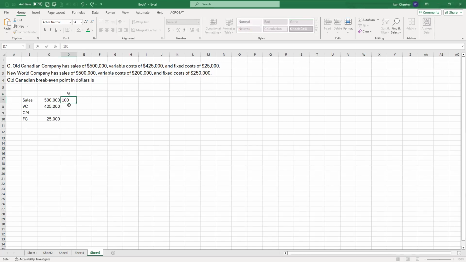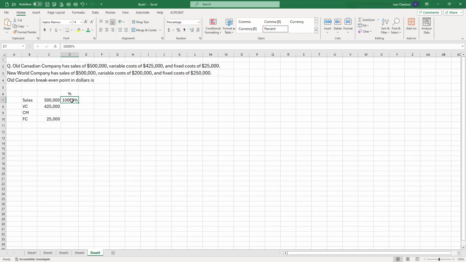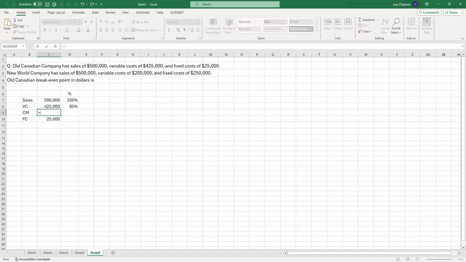Sales are 100%, correct? Always, always 100%. How much is my variable cost as a percentage of sales? 85%. How much is my contribution margin now as a percentage of sales? 15%, right? So that will be equal to this one divided by that one, 15%.